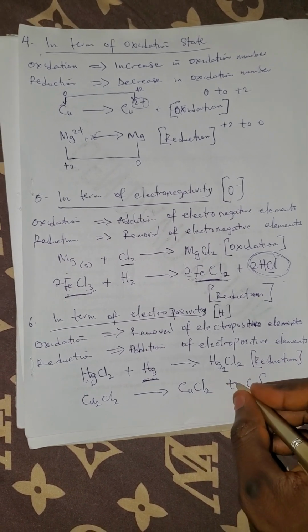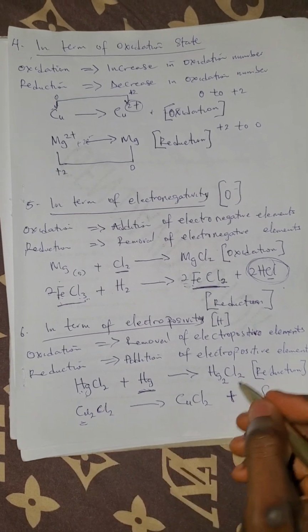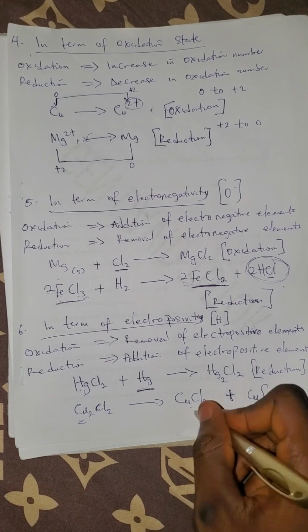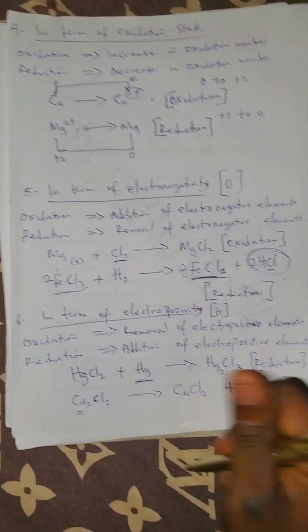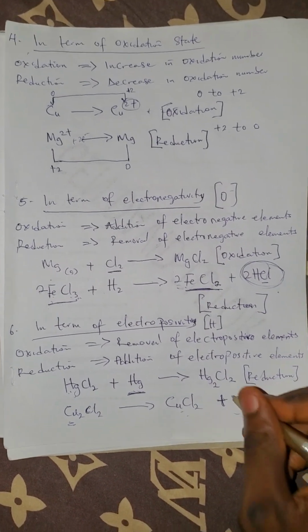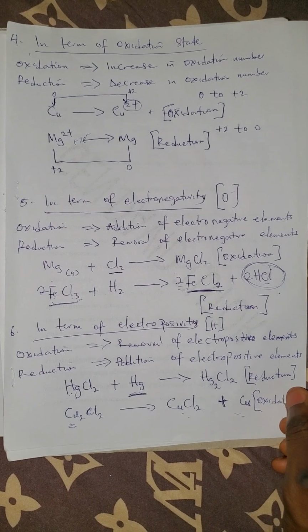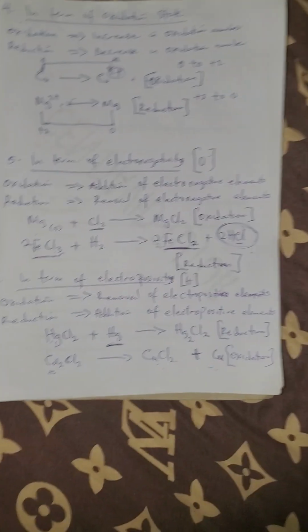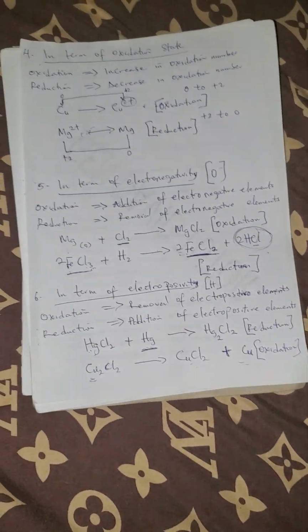And if you check this very well, the copper here initially was 2, but later it's been separated; we remove 1 out of it. So we remove some part of the copper. And removal of an electropositive element is called oxidation. So this is the difference between oxidation and reduction.